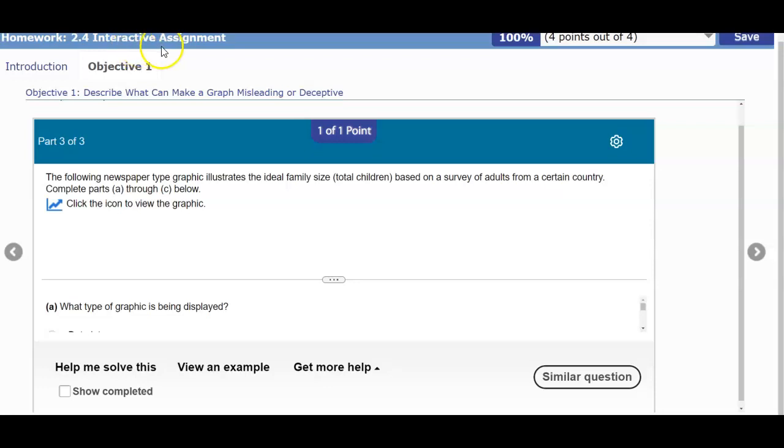Section 2.4 Interactive Assignment Objective 1. The following newspaper type graphic illustrates the ideal family size, total children, based on a survey of adults from a certain country. We're going to complete parts A through C below.